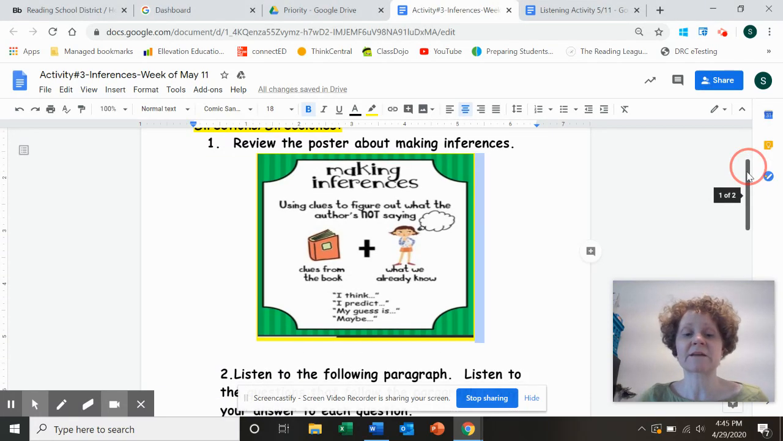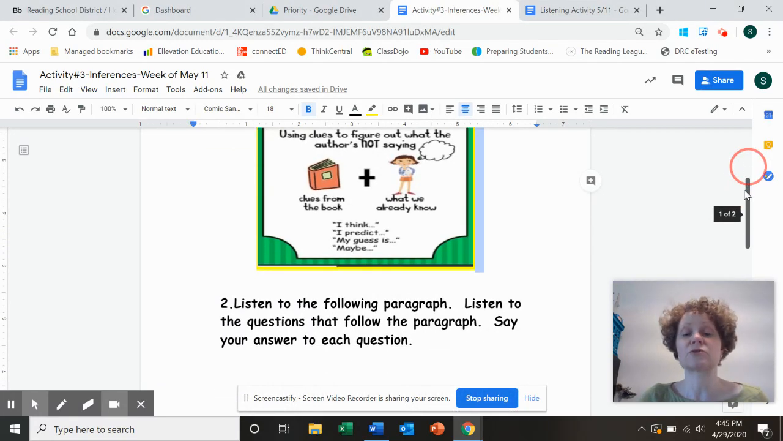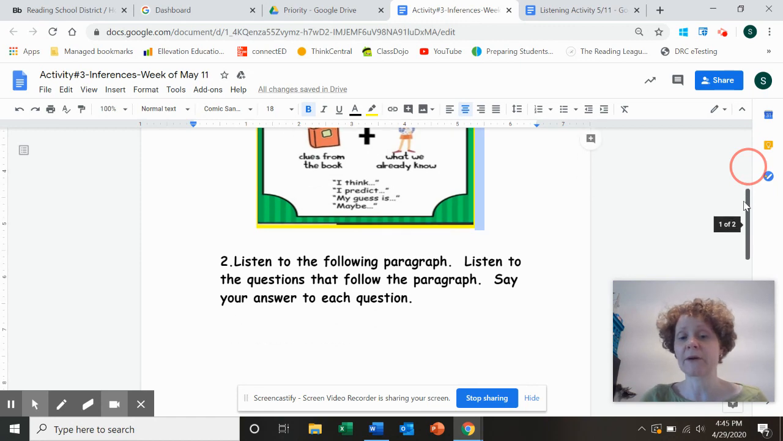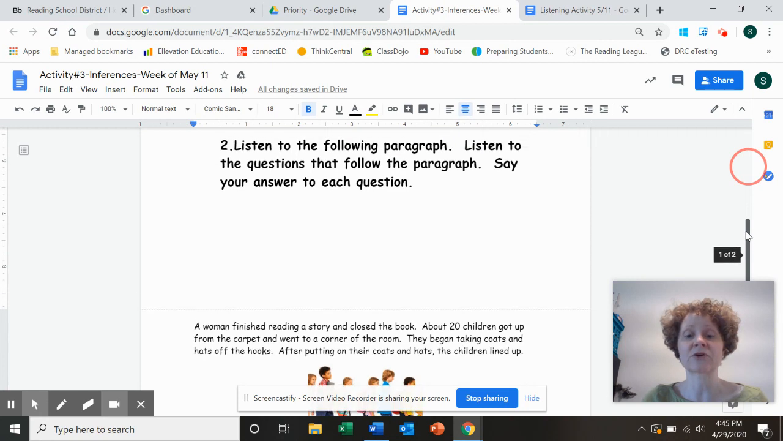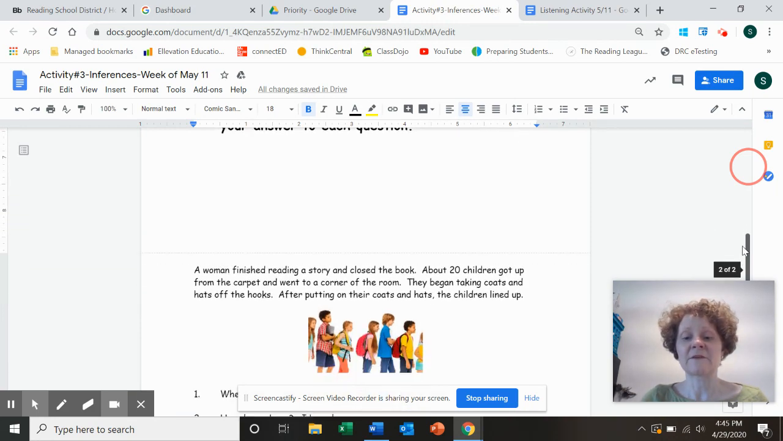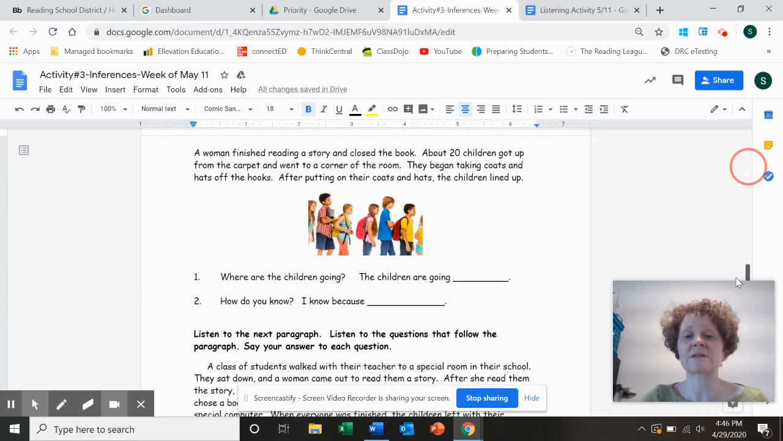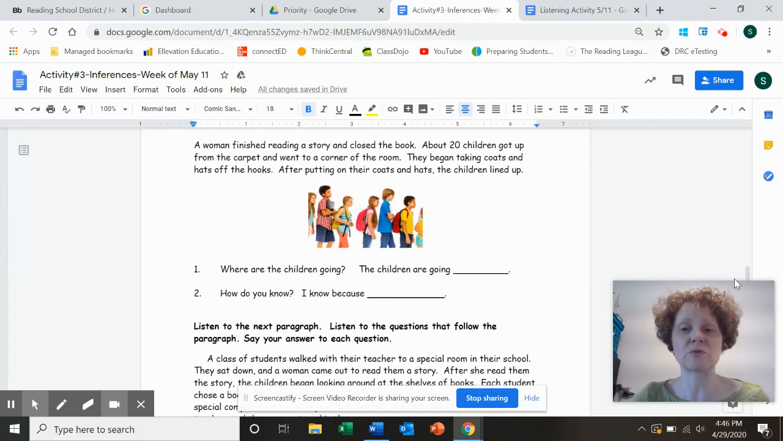So this listening activity, you're going to be listening to a paragraph. I'm going to read a paragraph, so you need to listen very carefully, and I want you to take a look at the picture that goes along with the paragraph. Then I'm going to ask you 2 questions about the paragraph I just read. I have given you some sentence starters to help you answer the question. You are going to answer the question out loud and use those sentence starters in answering the question. So let's take a look at story number 1.